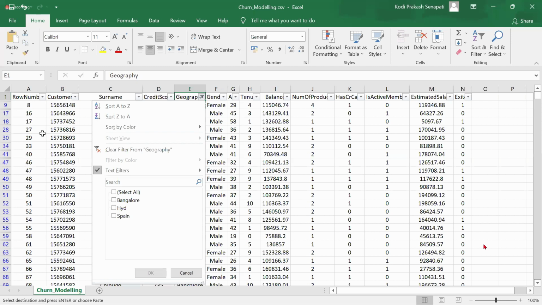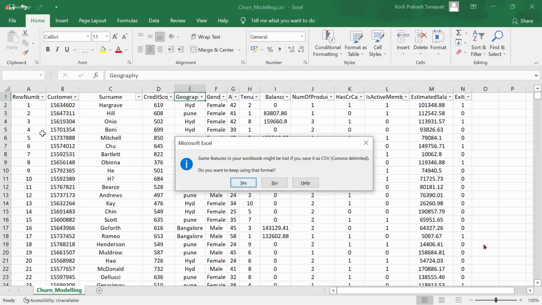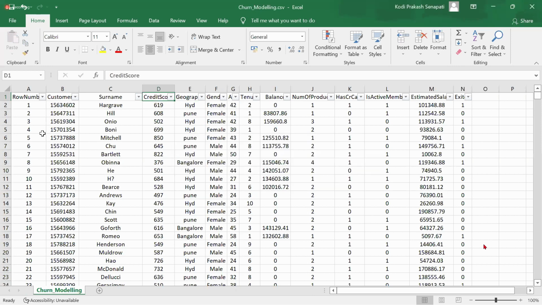Okay. So assume I have some row numbers, customer ID, surname of a customer, credit score. Every customer has a CIBIL score or not, in the banking industry? What is meant by CIBIL score? On CIBIL score, it will decide whether you are eligible for bank loans or not, isn't it? And which region you are from, Hyderabad, Pune, and Bangalore, these are the locations the customers belong to. Okay, this customer's gender is female, male, age of the customer, tenure. So how many years has this customer existed in the bank? 2 years.